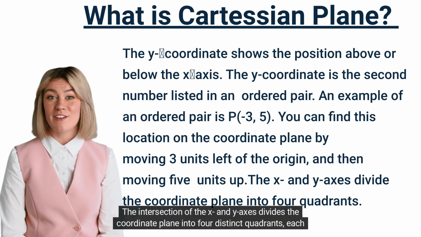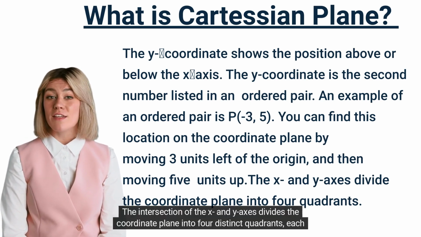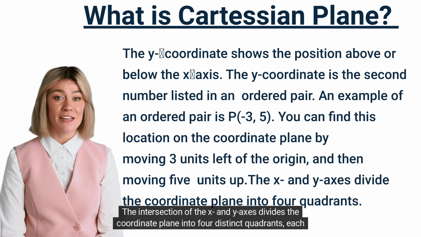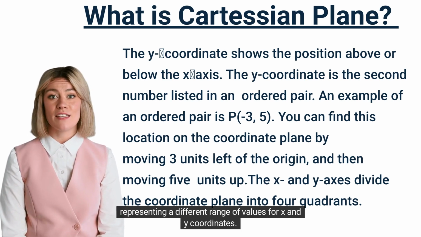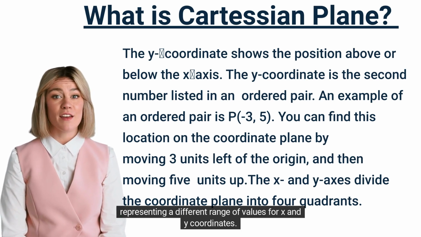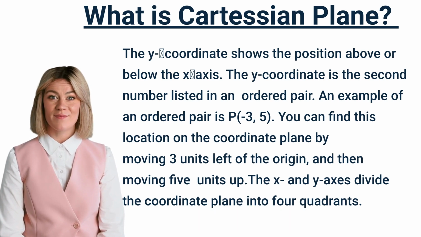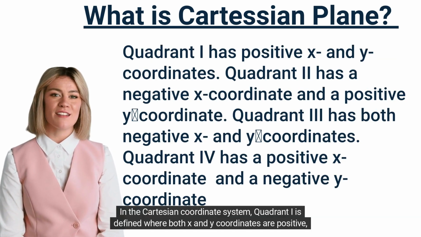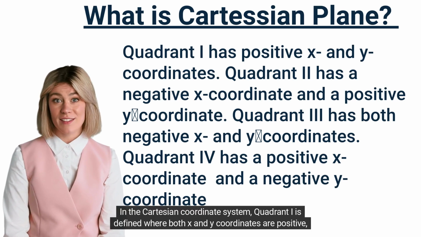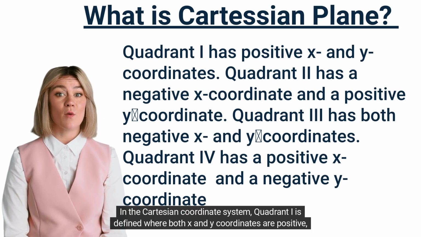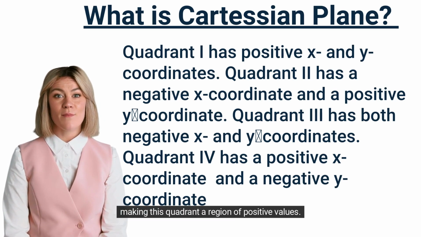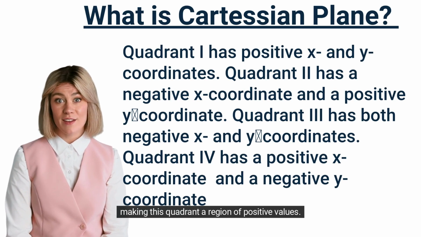The intersection of the x and y-axis divides the coordinate plane into 4 distinct quadrants, each representing a different range of values for x and y coordinates. In the Cartesian coordinate system, quadrant 1 is defined where both x and y coordinates are positive, making this quadrant a region of positive values.